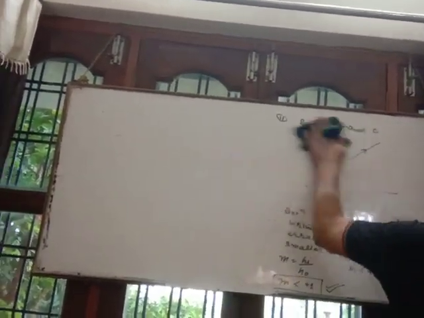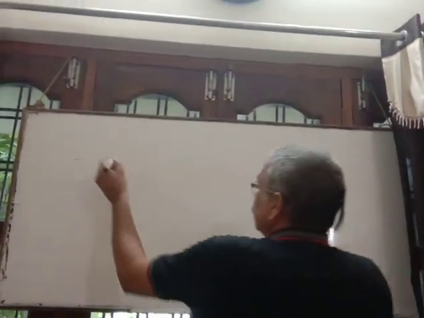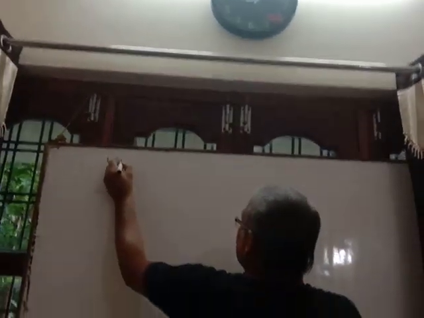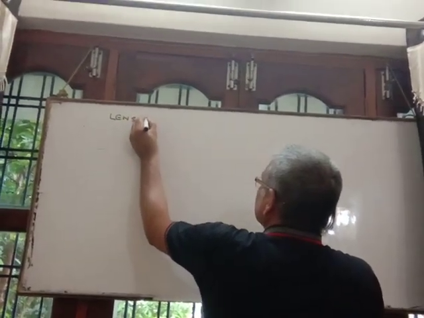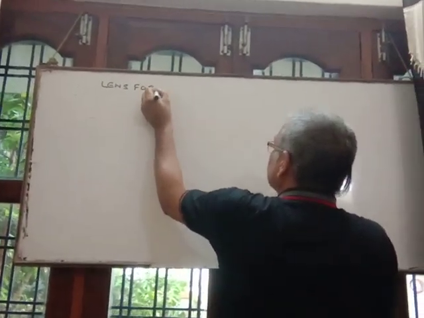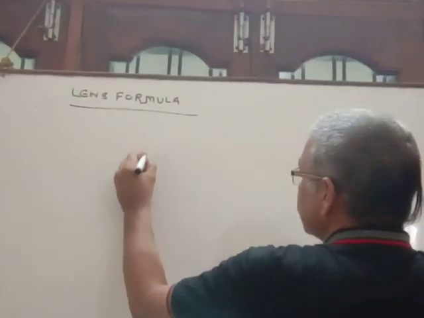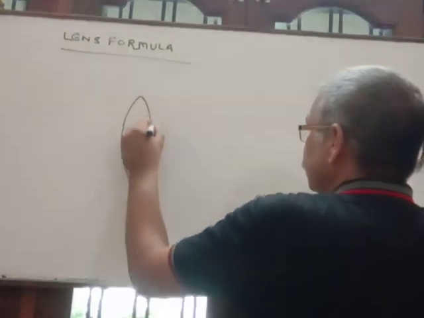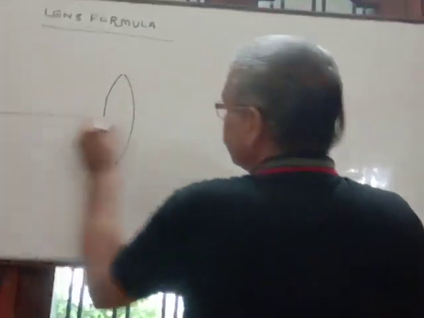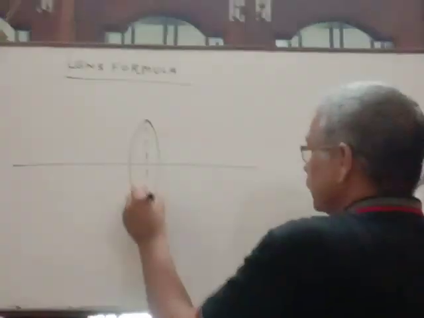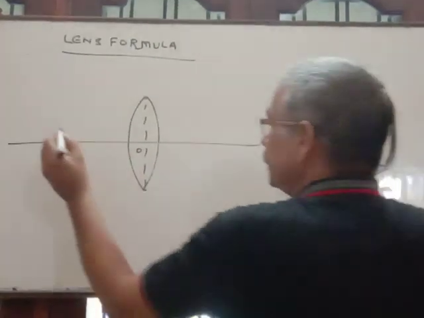Very important point: lens formula. It is valid for both types of lenses. Suppose it is a concave lens, principal axis, optical center.